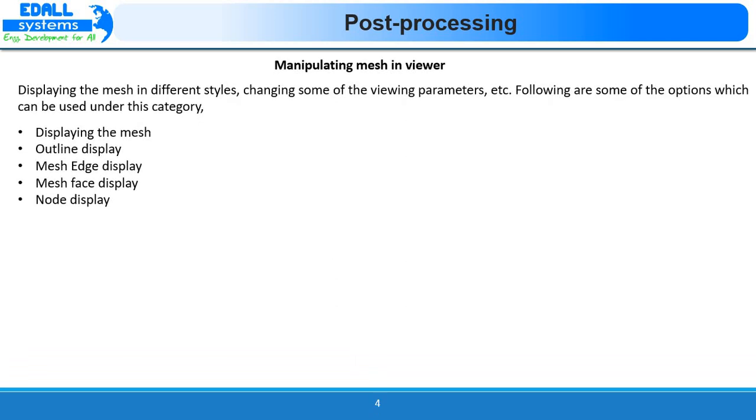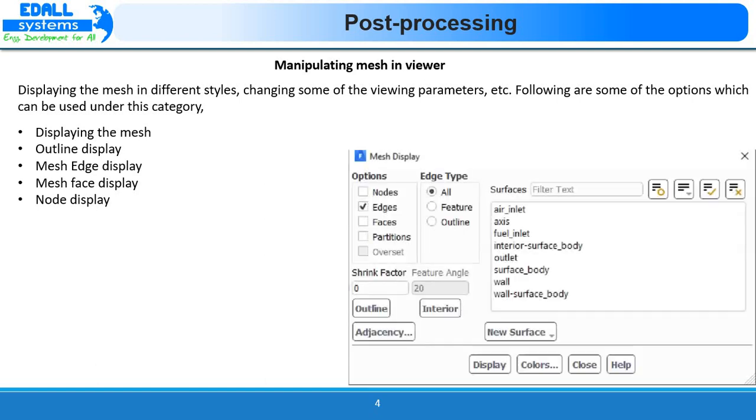We can display our mesh in various styles. This is the dialog box for displaying the mesh. Here we can see there are various options available, that is mesh display, outline display, mesh edge display, mesh face display, node display. Using these options we can display our mesh and play with it the way we want. Suppose we are clicking on the edges, then we can only see the edges of our domain. If we click on the outline, again we will see the outline. But if we are switching on the mesh face display, then we can see it with the mesh.